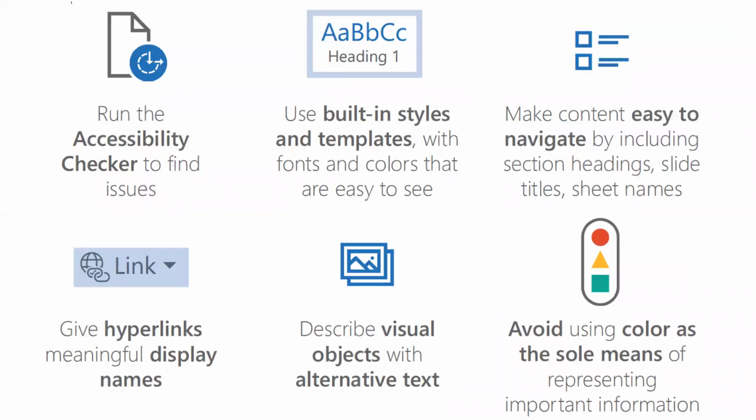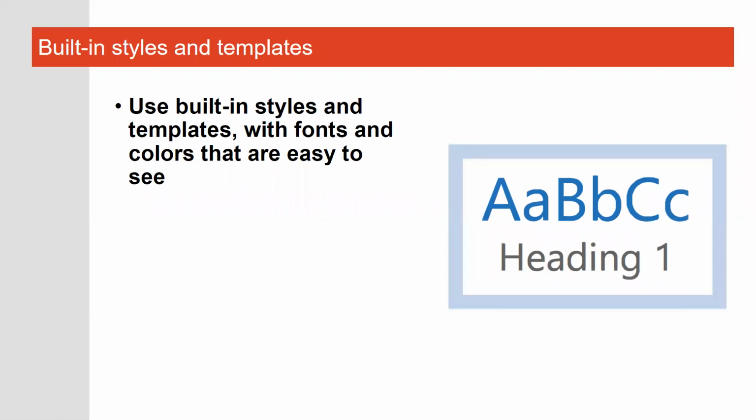Most of the issues that present barriers to access, including those identified by the accessibility checker, can be prevented or fixed by following a few simple practices, which we'll look at now. You can enhance the accessibility of your Office content by using built-in styles and templates with fonts and colors that are easy to see. Microsoft actually offers a collection of templates that can help you make your content accessible to everyone.